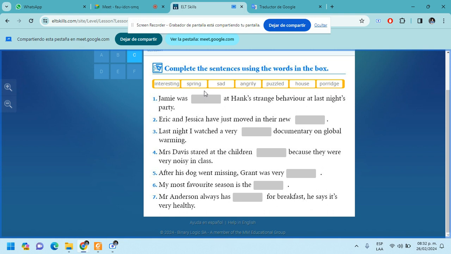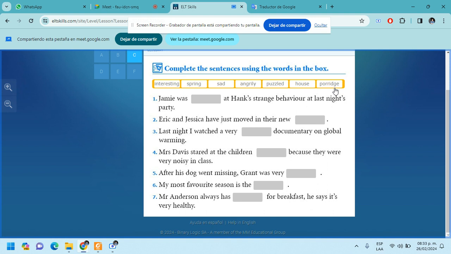Yeah, enojadamente. Recuérdense, cuando termina en L-Y es un adverbio. Happily, felizmente. Beautifully, hermosamente. Angrily, enojadamente. Yeah, angrily. Puzzled. It's similar to in shock. Okay, not exactly, no, but it's similar. Es perplejo. Puzzle es rompecabezas, sin la D, pero como está con ED es un adjetivo. Perplejo, asombrado, desconcertado también, ¿no? House, you know what's house.